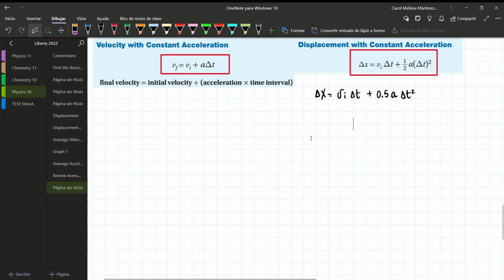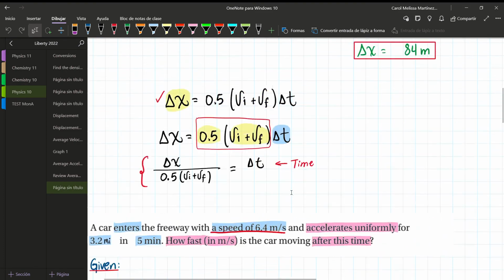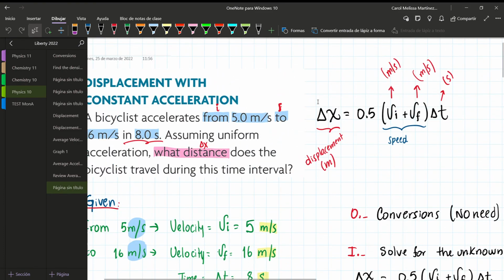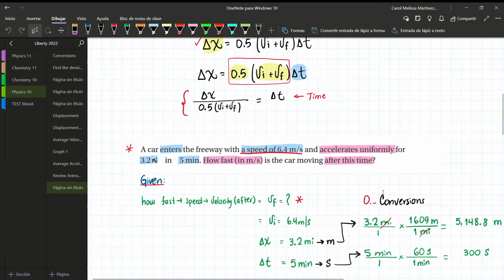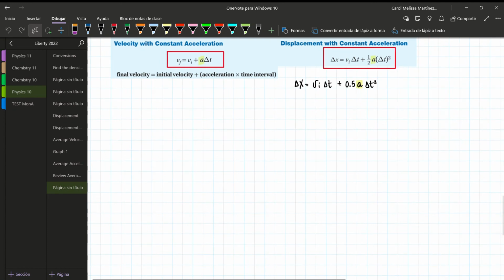Now, what is the difference between these formulas and the formula that we have seen so far? In this one, as you can see, the acceleration is given as part of the formula. In the formula that we had before, we didn't have acceleration. The problem said that the acceleration was constant, but acceleration was not part of the formula. In this case, it is.